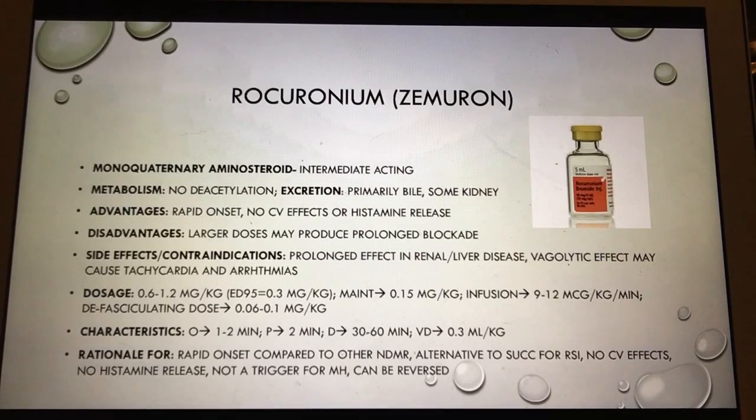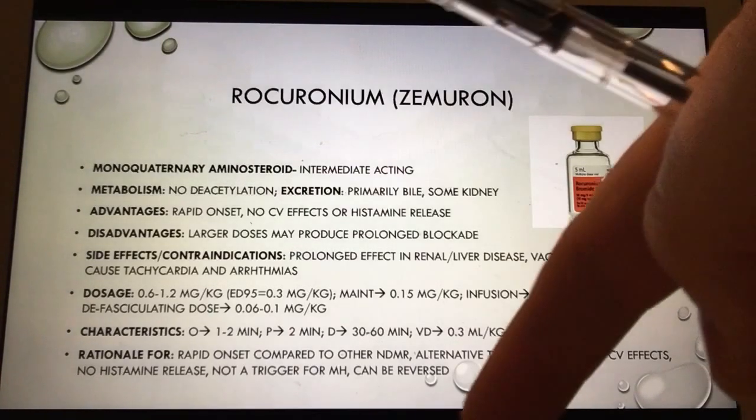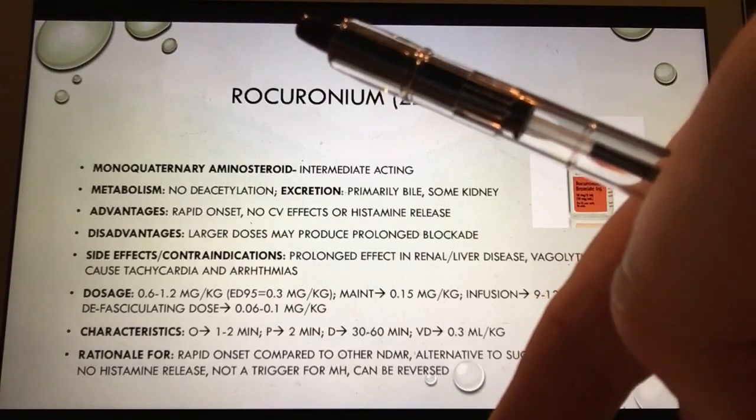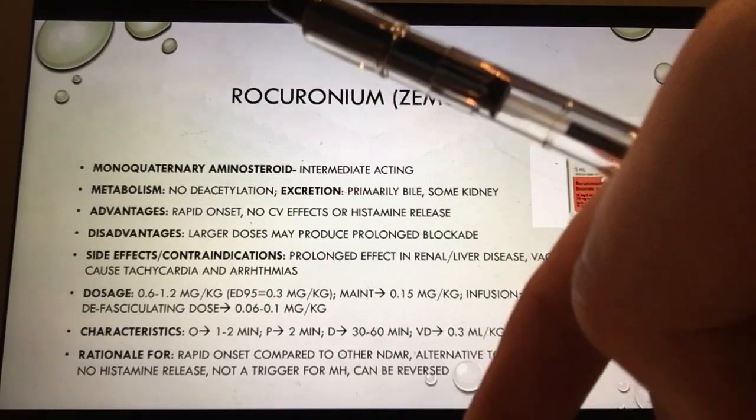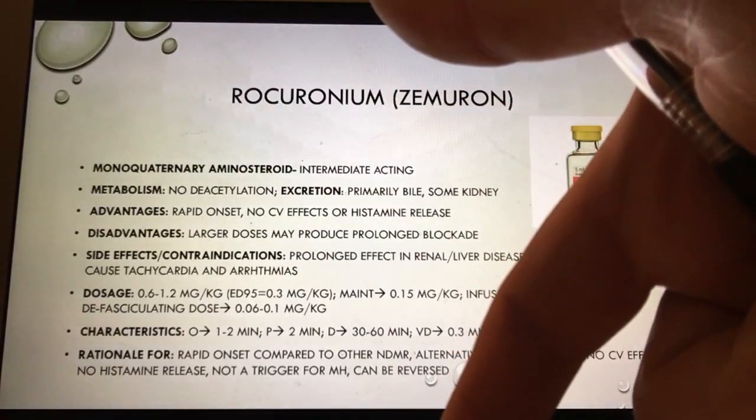The rationale for rocuronium, as it says, you can get a rapid onset. You can use it as an alternative to succinylcholine, and no cardiovascular effects, no histamine release, and it's not a trigger for malignant hyperthermia, and it must be reversed.